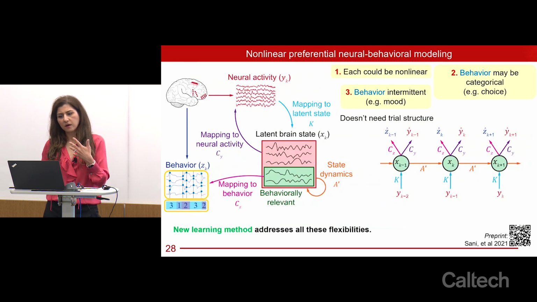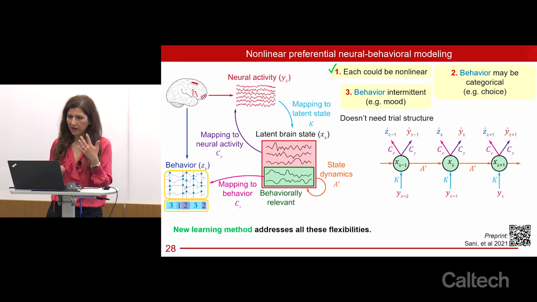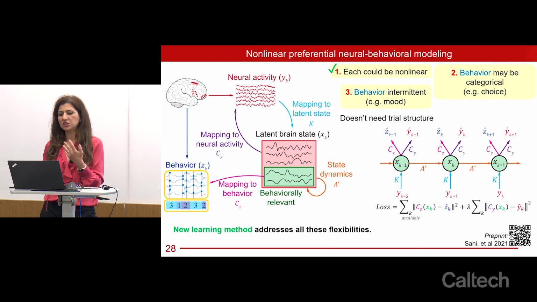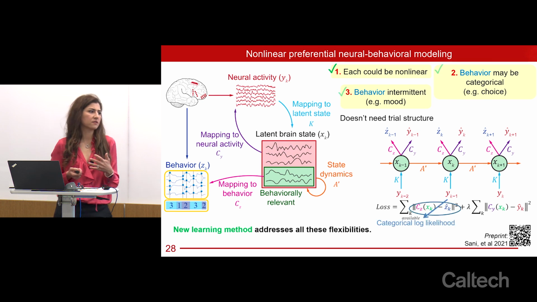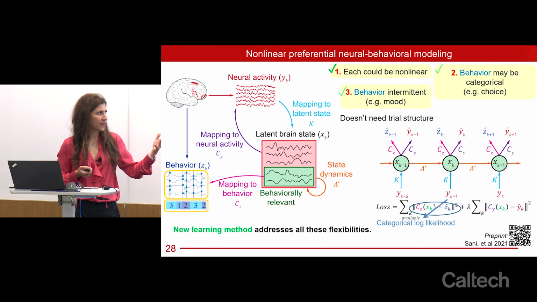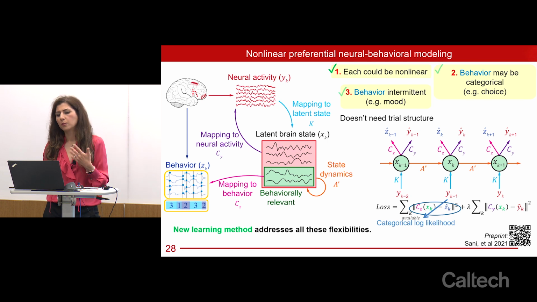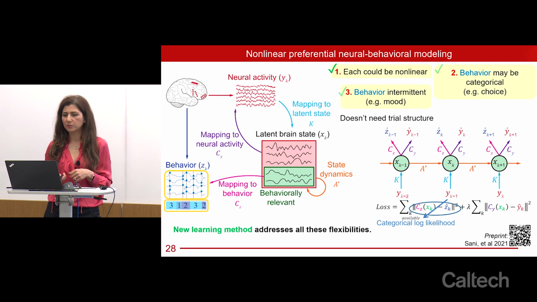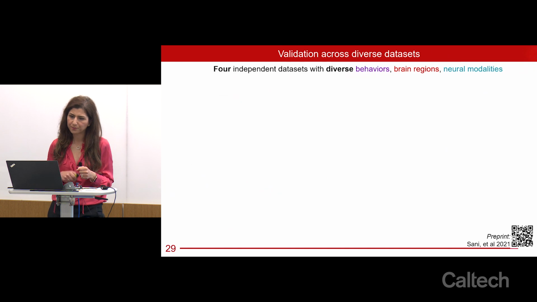So doing this, I'll show you that we actually allow for nonlinearity. We can change this cost to a categorical cost, as I'll show you, to allow for categorical behaviors, and also by masking, we can allow for intermittent behaviors. So how does this work?